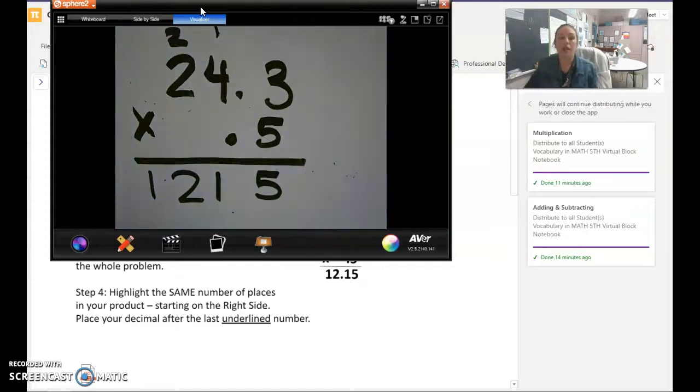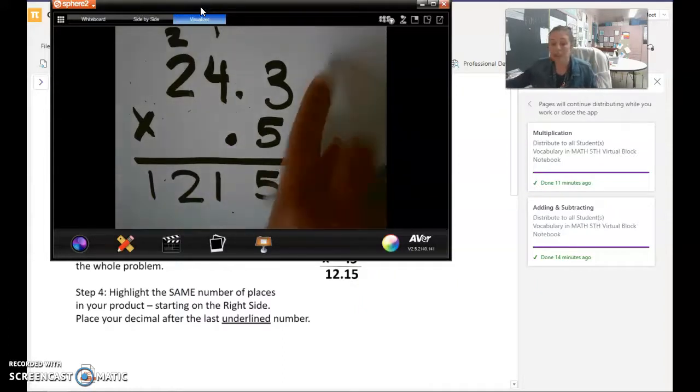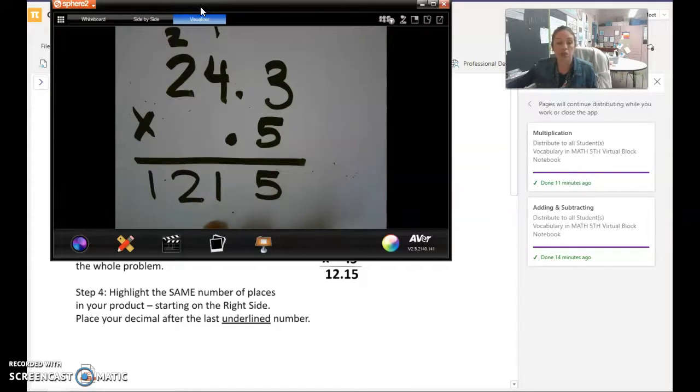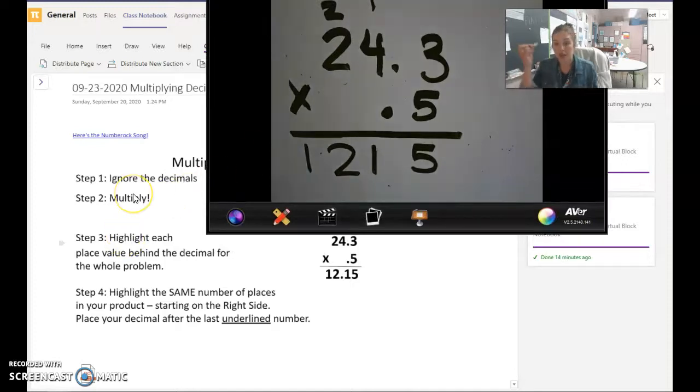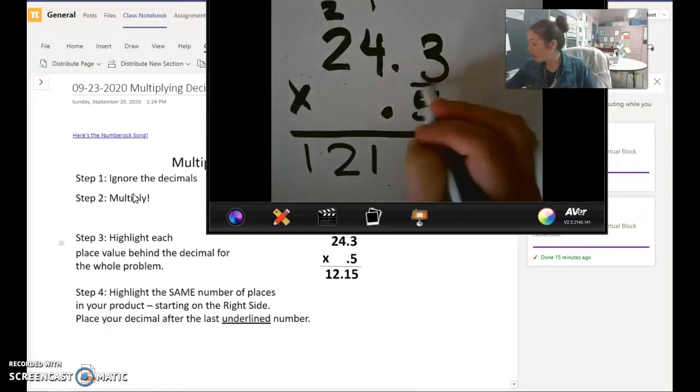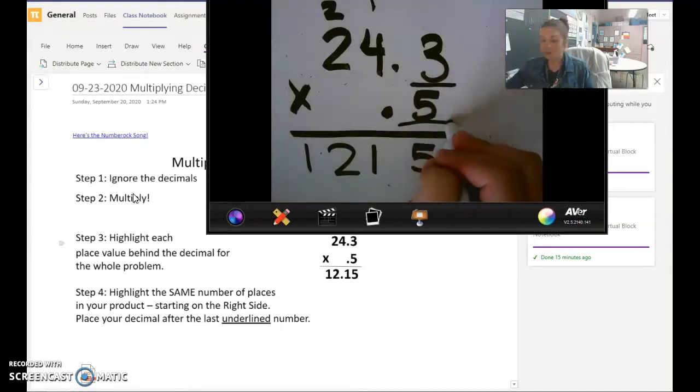Okay, now let's look at what we do to figure out, because my product needs a decimal. If my factors have decimals, then my product will need a decimal. Okay, so let's see what our notes say. Highlight, or since I'm using a dry erase marker, I'm going to underline each place value behind the decimal for the whole problem. Okay, so the whole problem, that means both factors. So here's 1 and here's 2.